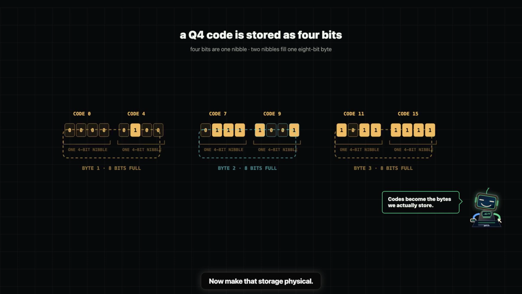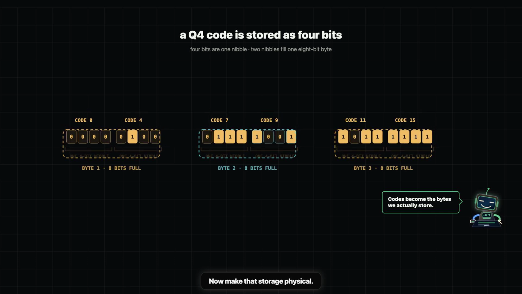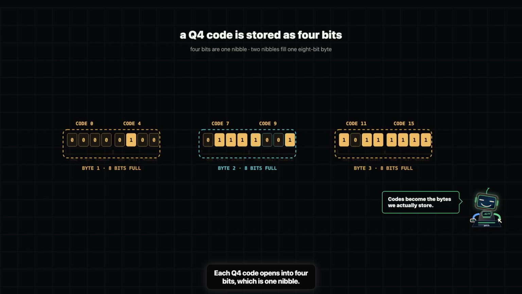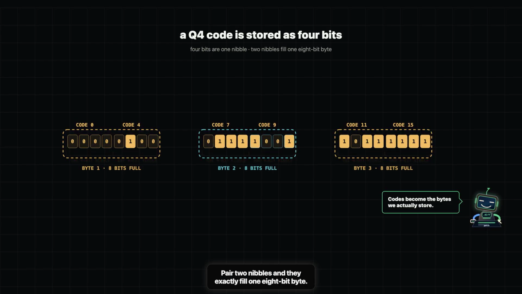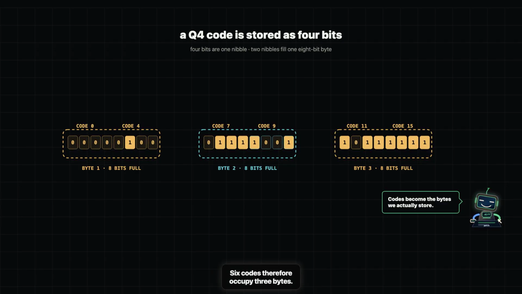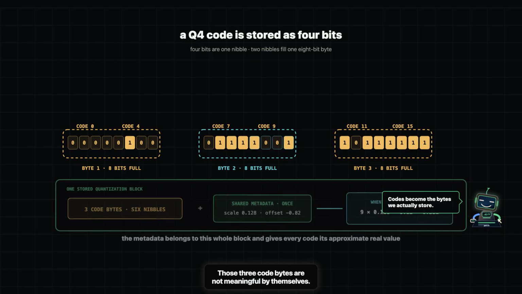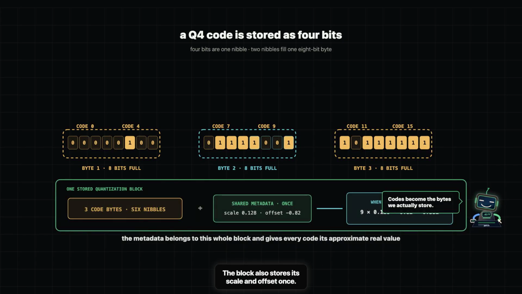Now make that storage physical. Each Q4 code opens into 4 bits, which is 1 nibble. Pair 2 nibbles, and they exactly fill one 8-bit byte. 6 codes therefore occupy 3 bytes. Those 3 code bytes are not meaningful by themselves. The block also stores its scale and offset once. When a code is used, that shared metadata maps it back to an approximate value. Together, our tiny teaching block needs 7 bytes.